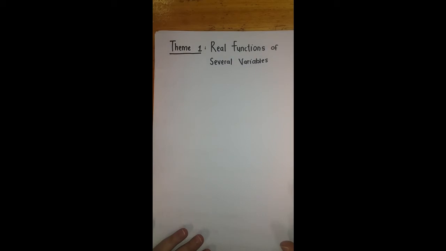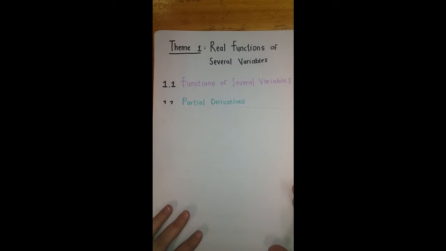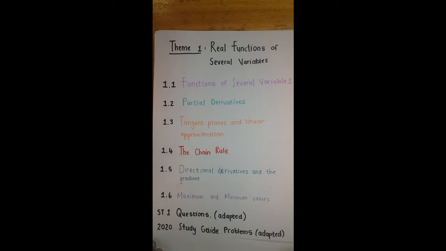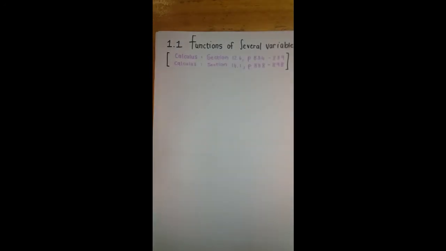So in this theme, we will cover the following: 1.1, Functions of Several Variables, 1.2, Partial Derivatives, 1.3, Tangent planes and linear approximation, 1.4, the chain rule, 1.5, Directional derivatives and the gradient, and 1.6, maximum and minimum values. It will also include semester test 1 questions which have been adapted and the 2020 study guide problems which are also adapted. So let's start with theme 1.1, functions of several variables.